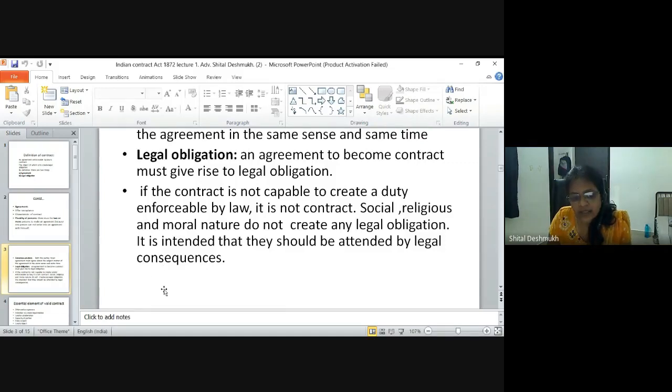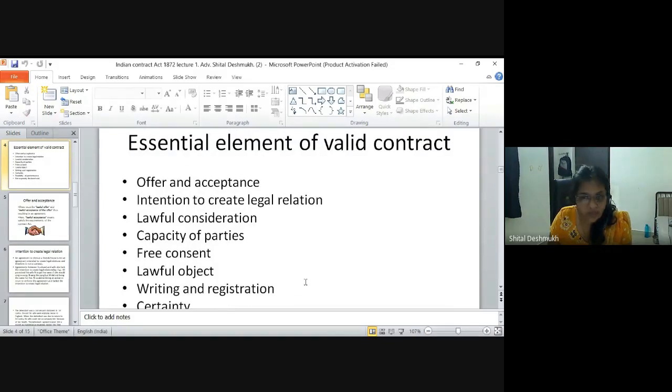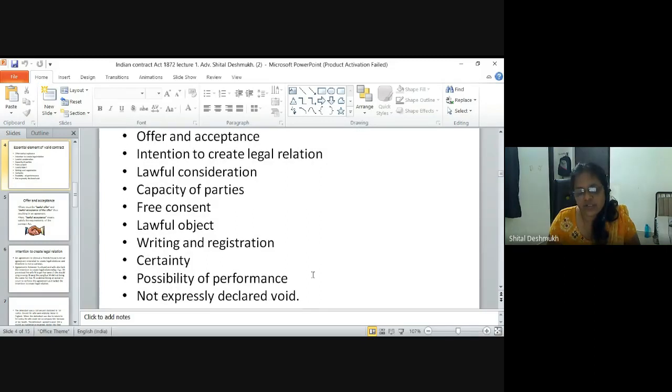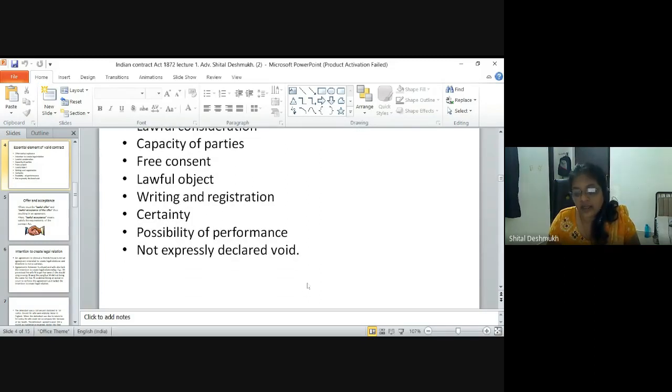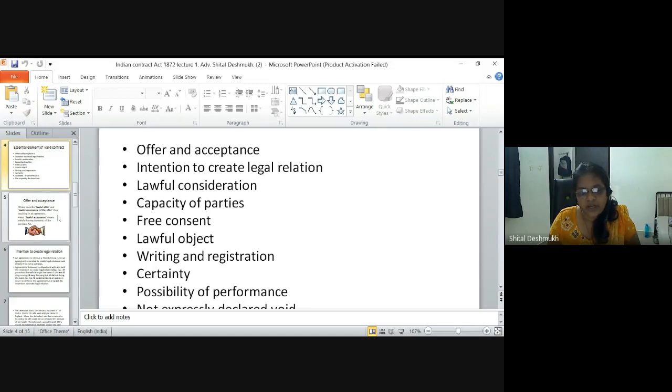So today we will see the essential elements of a valid contract. There are some essential elements of a valid contract under the Indian Contract Act, 1872. That is: offer and acceptance, intention to create legal relation, lawful consideration, capacity of parties, free consent, lawful object, writing and registration, certainty, possibility of performance, and not expressly declared void. These are the essential elements of a valid contract. So we will discuss them one by one.